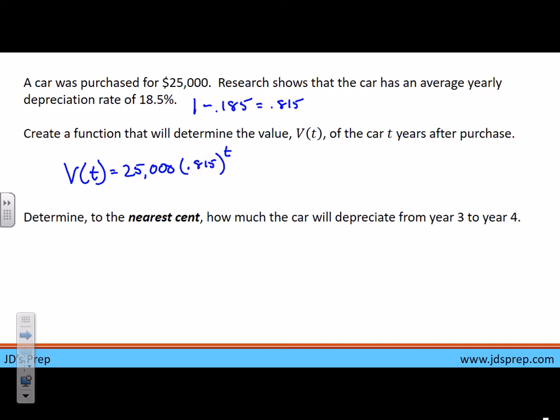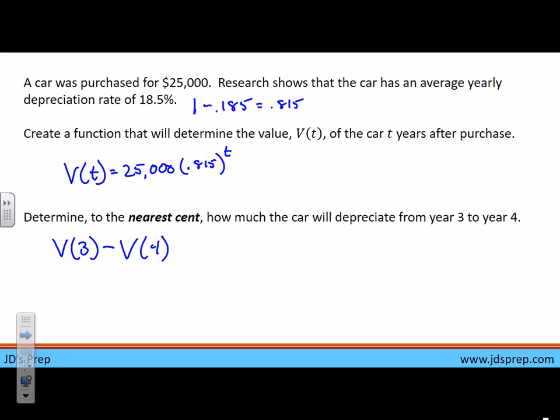For the second part, we want to determine to the nearest cent, using this function, how much the car will depreciate from year 3 to year 4. So in other words, in that third year, how much of the car's value is going to be lost. If we want to do that, we need to find the difference in price. So how much is it worth after 3 years minus how much is it worth after 4 years.